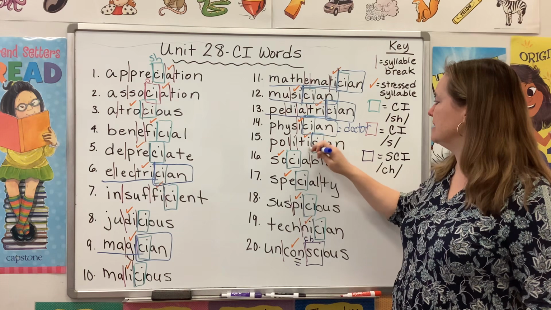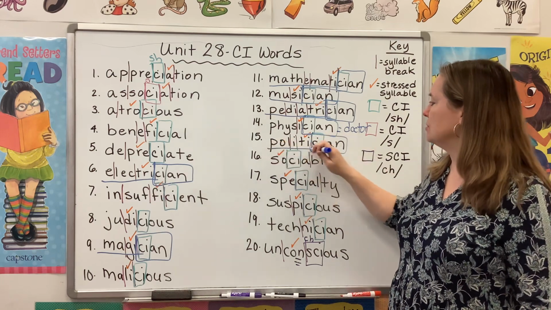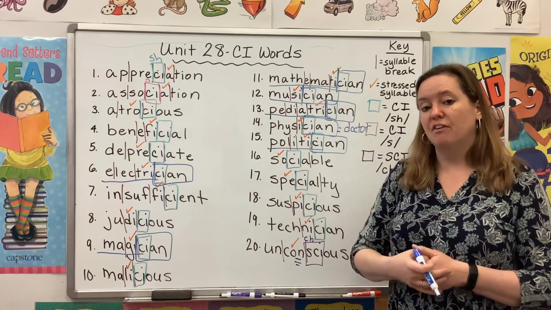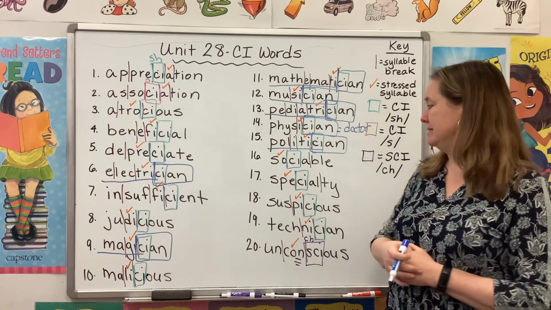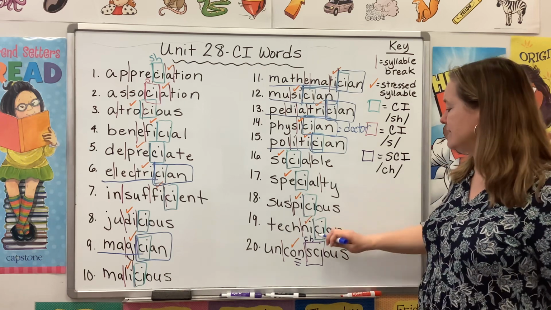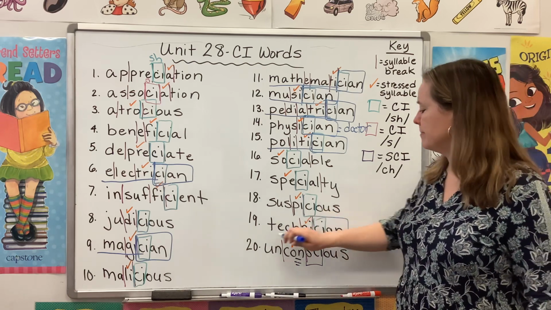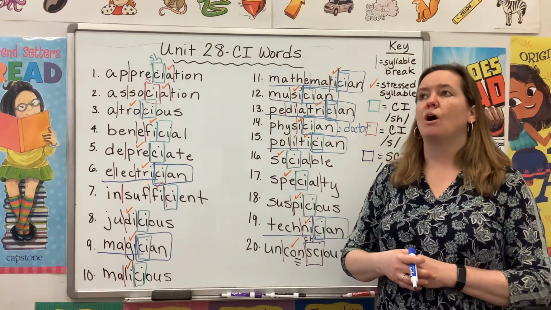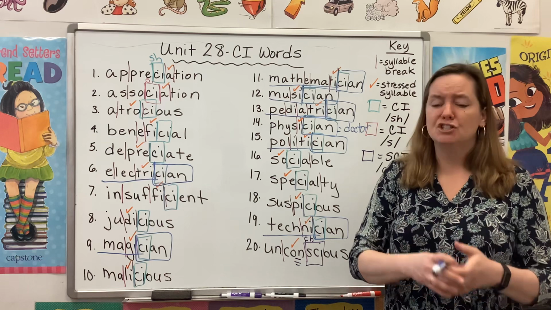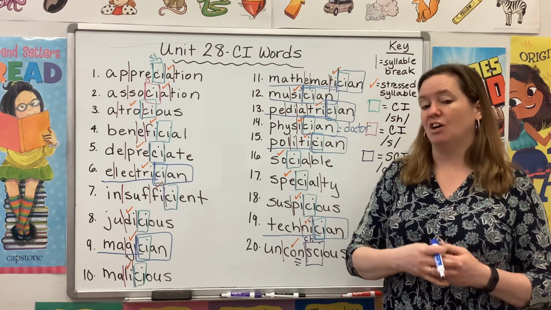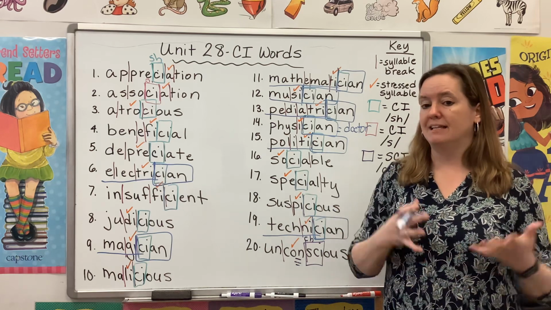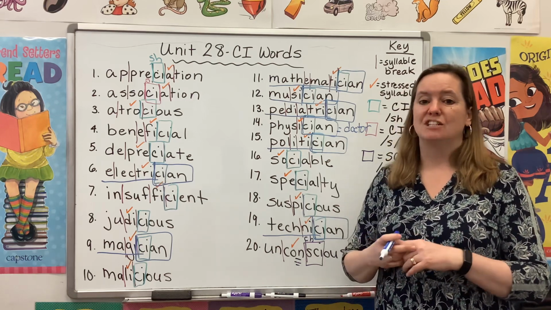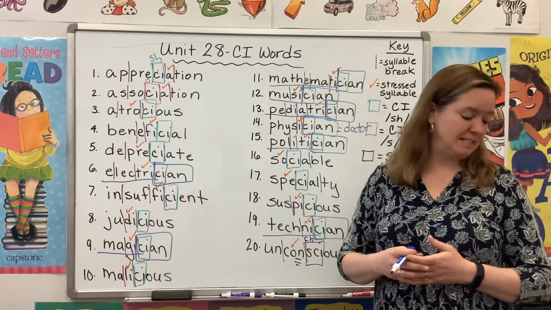A politician is a person who knows a lot about politics. They spend their lives running for office or holding political positions. And then a technician is really good at technical stuff. So an automotive technician is really good at fixing cars. He or she can use all kinds of machines to fix cars. A pharmacy technician is really good with pharmacy stuff.